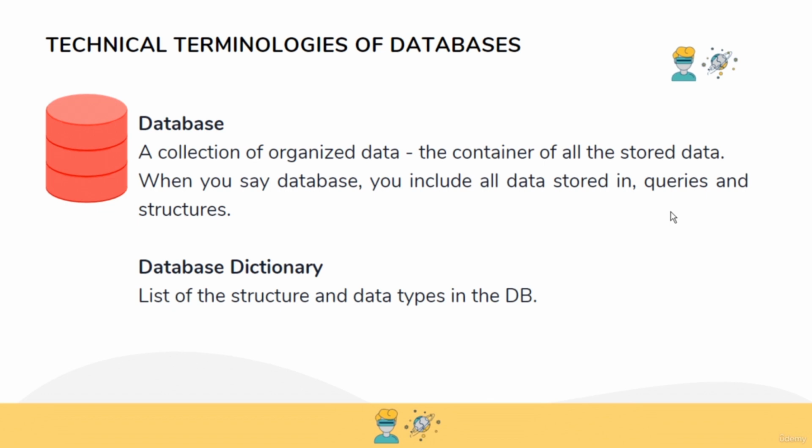When you say database, you include all data stored, the queries and the structures also. Database dictionary is simply a list of the structure and data types in your database. When you say database dictionary, I want you to imagine them as tables and fields that reside in your database. The collection of the names, the definitions, and the attributes about the data that you're going to store on your database.